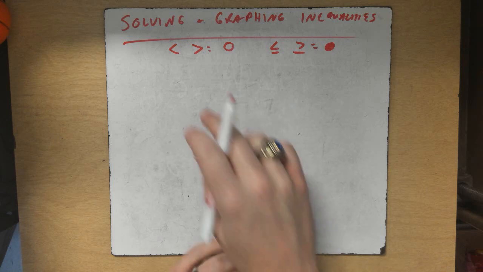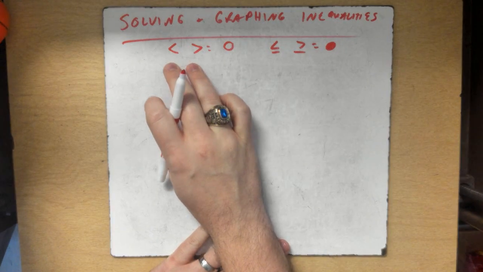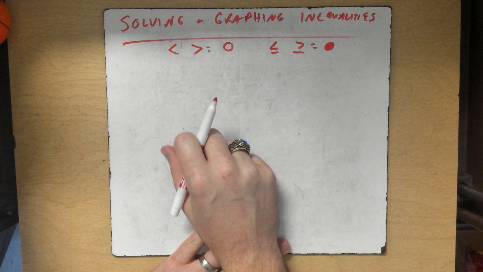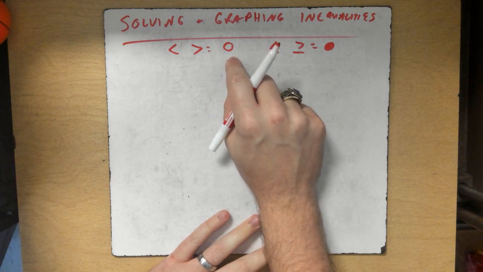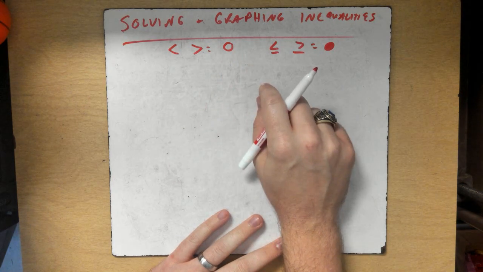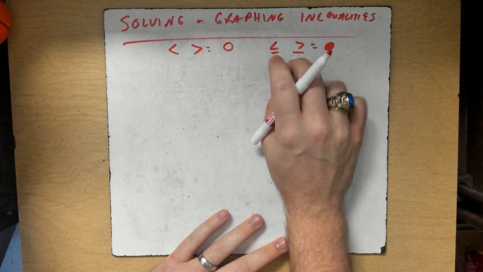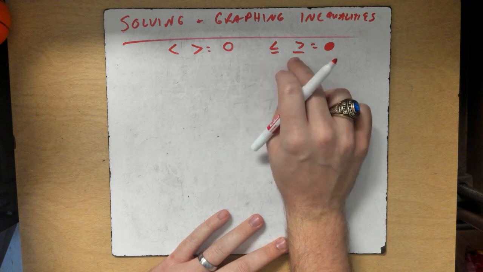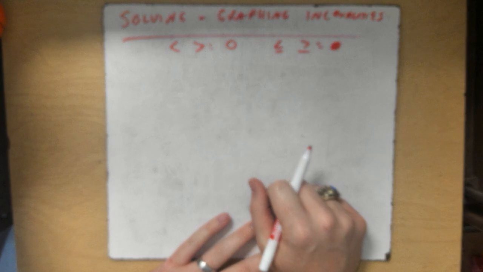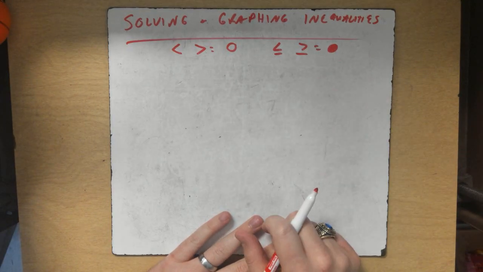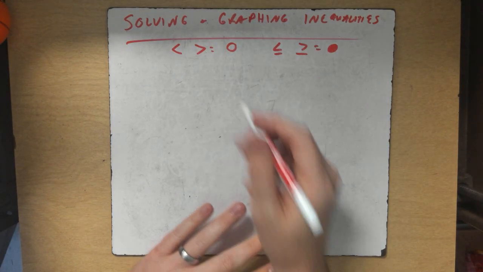As a refresher, I still have up here on the top that our less than and greater than symbols with no line mean an open circle on the number line when we graph it, and our less than or equal to, greater than or equal to symbols, both with lines underneath them, result in a closed circle on our number line. So let's go ahead and get started with our first example.